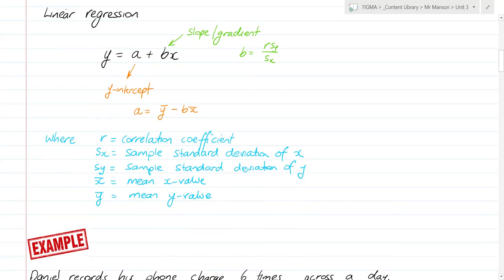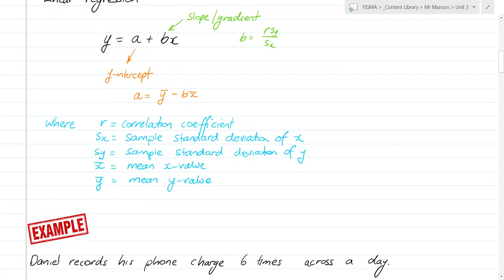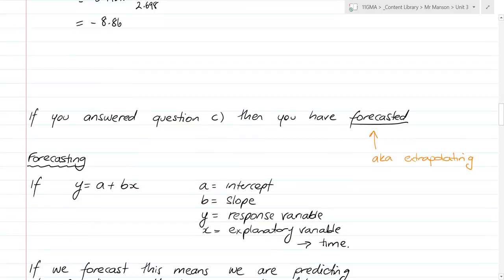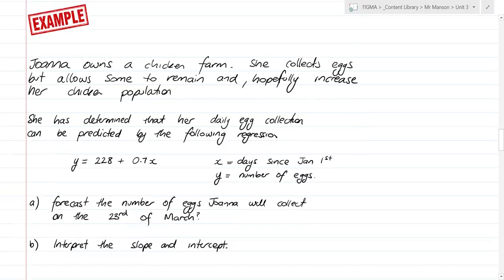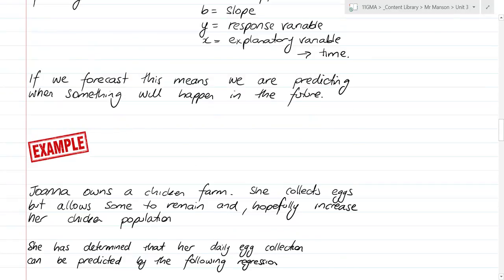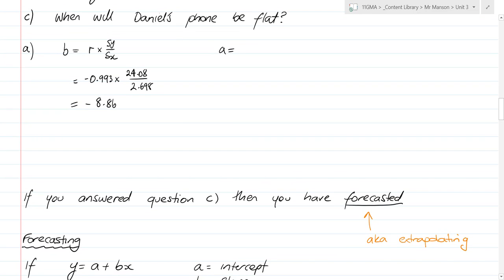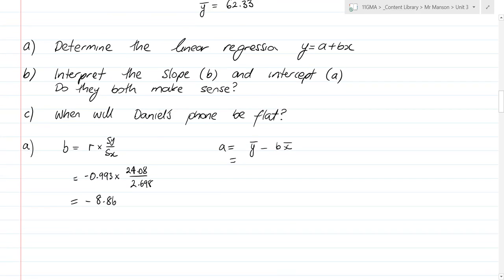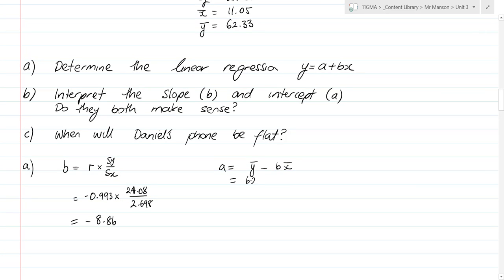Mean of Y, take away B times the mean of X. So Y bar minus B X bar, which is equal to 62.33 minus negative 8.86 times 11.05.